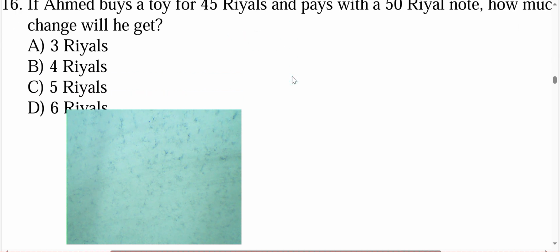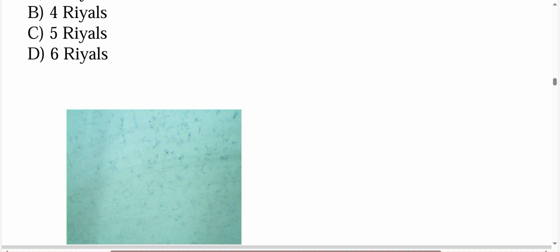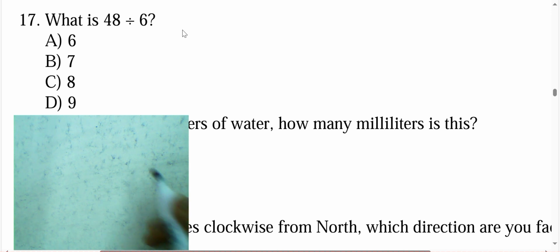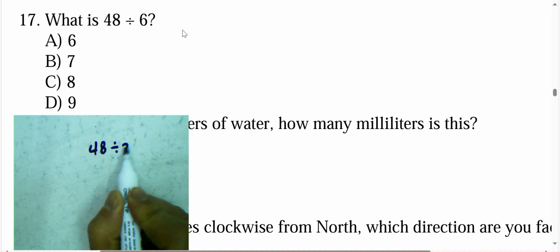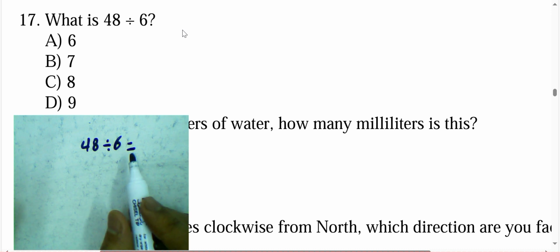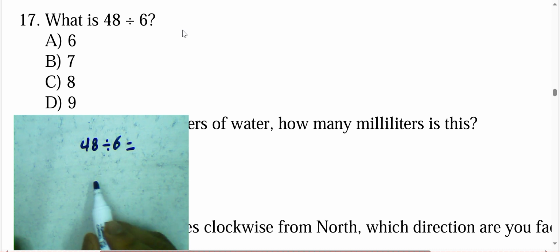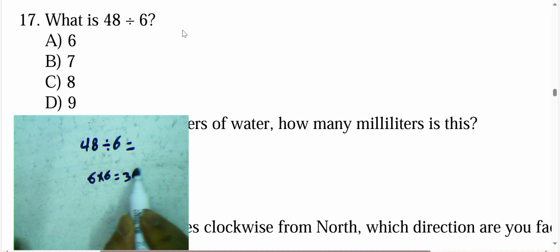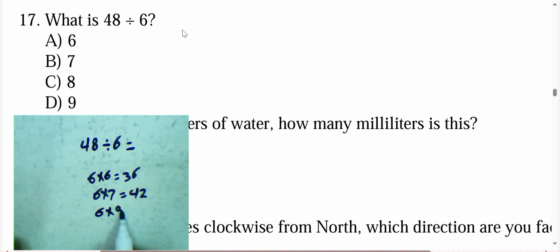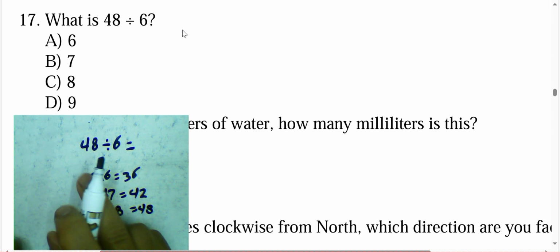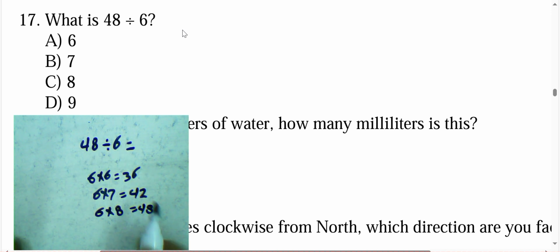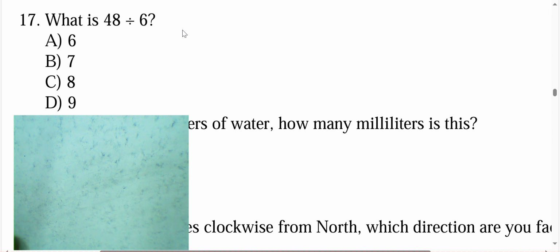Number 17. What is 48 divided by 6? 48 divided by 6 equals what? You must ask yourself, 6 times what equals 48? We know 6 times 6 equals 36. 6 times 7 equals 42. 6 times 8 equals 48. Then 48 divided by 6 equals 8. We must write 8. Choose letter C. The result will be letter C. Next question.